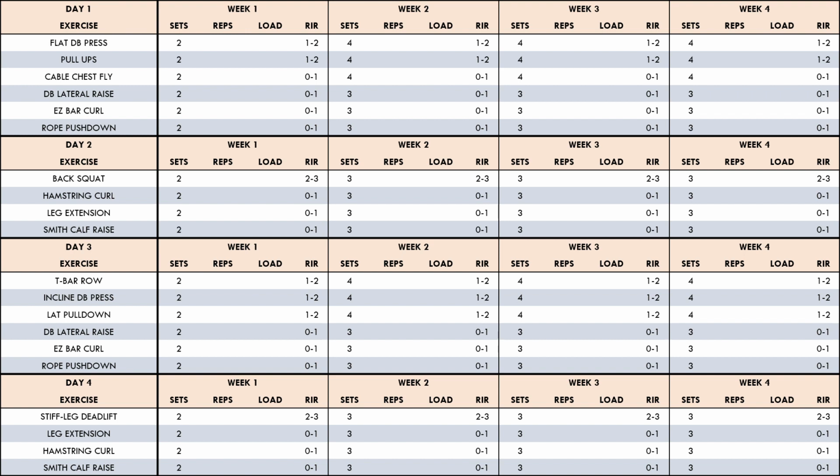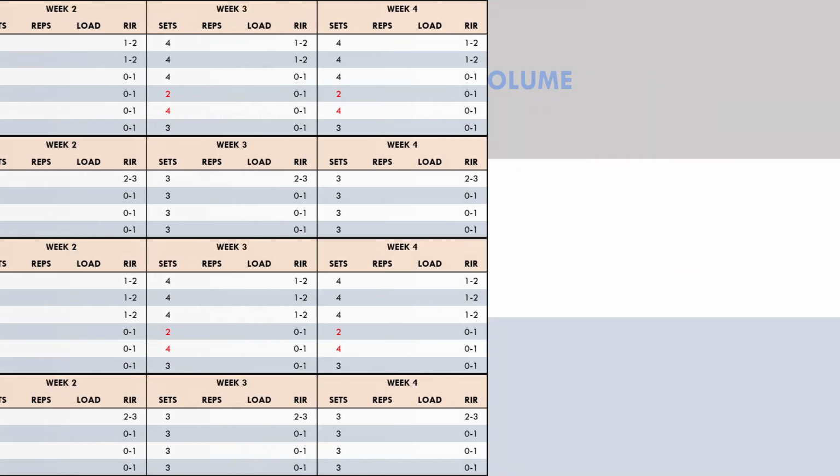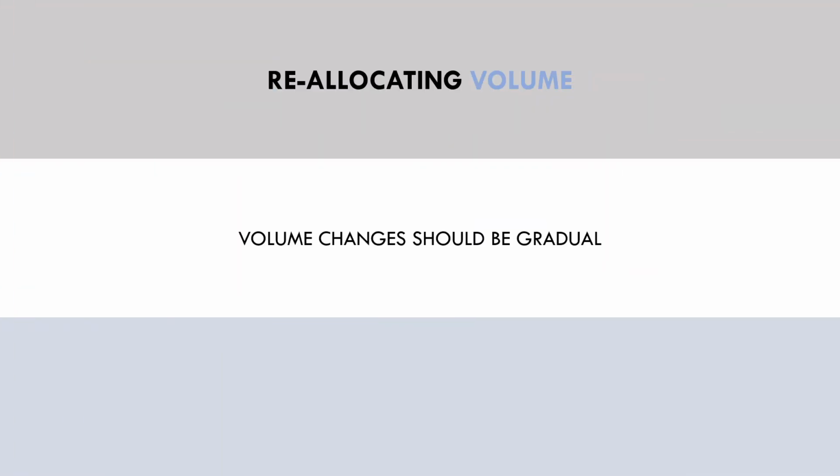In this case, the trainee may take some volume away from other exercises and increase volume of bicep curls. So here we can see that we have reduced the number of sets for the lateral raises and increased the sets for the biceps. Whenever volume is reallocated, it should always be done gradually. Trainees should only increase volume of certain muscle groups by 1 to 2 sets per mesocycle to allow the tissues to adapt to the new level of stress.